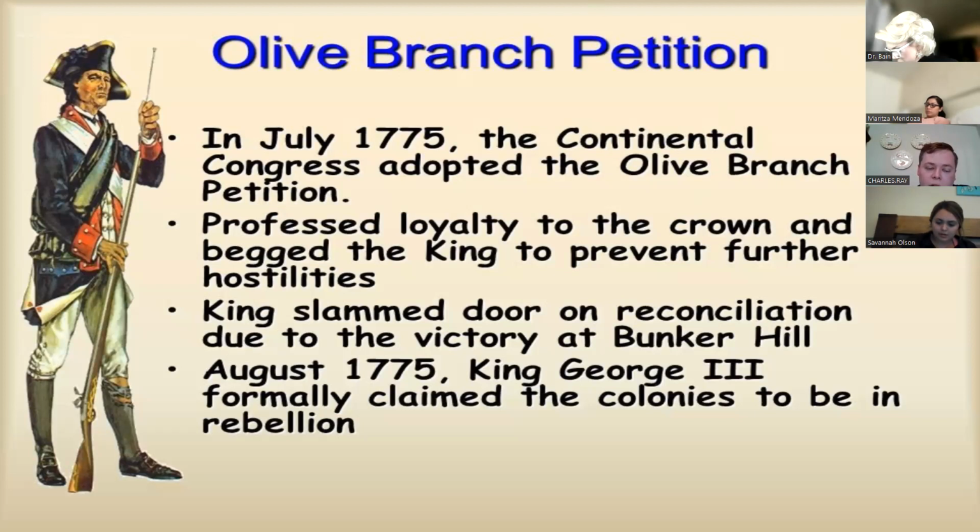We are loyal. The king slammed the door in their face because basically at this point in time, Bunker Hill had already happened. The British had basically forced the colonists off, even though they took heavy casualties. The king considered, like, hey, I think I can crush these guys. I don't need to negotiate. So he didn't even read the letter. It's not even left on read. It's not even left on seen. It's just sent. It's quiet.